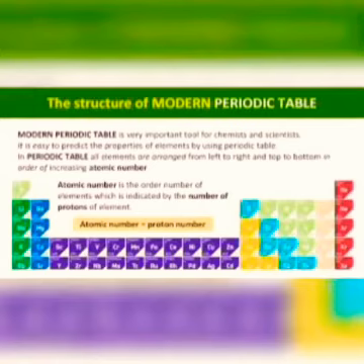As we already told, the modern periodic table is a very important tool for chemists and scientists and also for students to study and understand the properties of elements arranged in it. In the periodic table, elements are arranged from left to right and top to bottom in increasing order of atomic number. You already know what an atomic number is. Atomic number is the number of protons of the element. That is, atomic number is equal to the proton number.